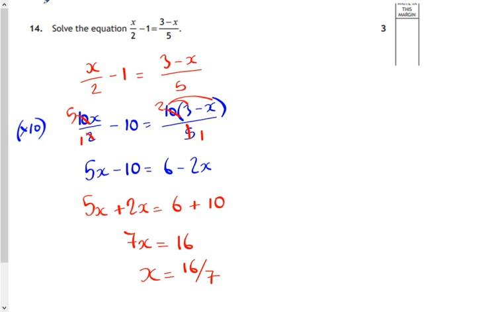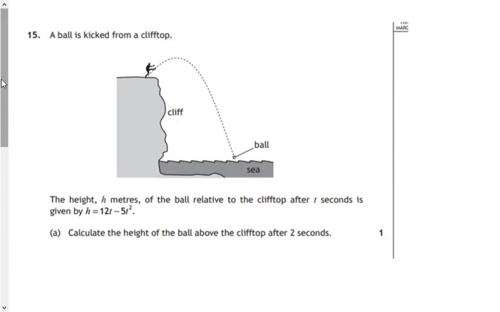Woo! We can go back and check that, though it would be quite a complicated one to check. Just pop the number back in for x. Alright, last question on the paper. A ball is kicked from a cliff top. The height, h meters of the ball relative to the cliff top after t seconds is given by h equals 12t minus 5t squared. Calculate the height of the ball above the cliff top after 2 seconds.